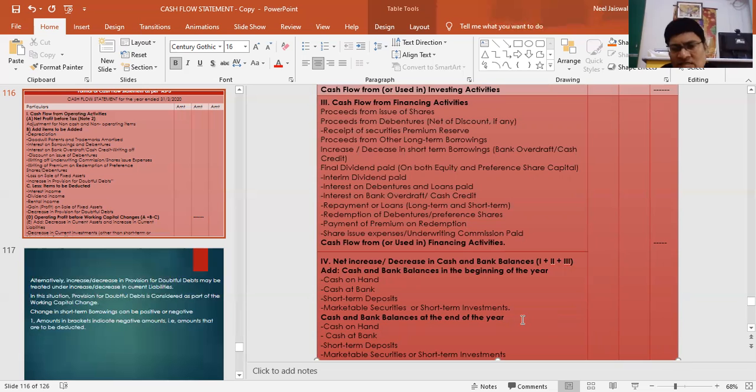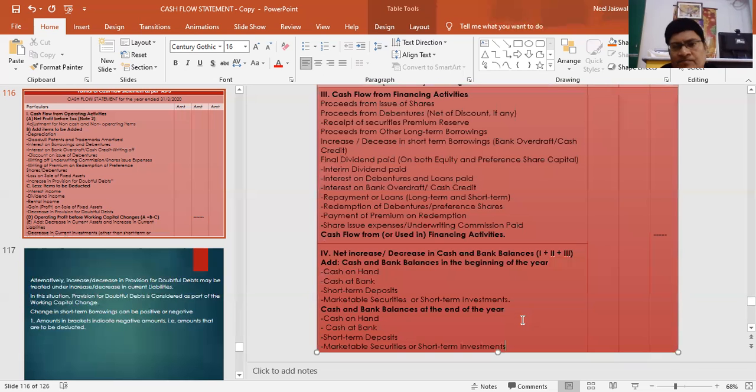That means, suppose this net increase or decrease is 10 rupees, and the opening cash and cash equivalent that we added is 100 rupees, then our closing cash and cash equivalent will also be 110. I told you at the very beginning, you can check your answer. Closing 110 minus opening 100 gives you 10, which is nothing but the net increase or decrease in cash and bank balances. Hope you all have understood.